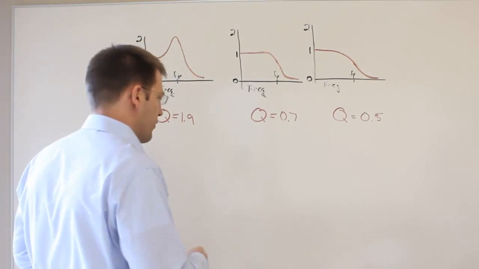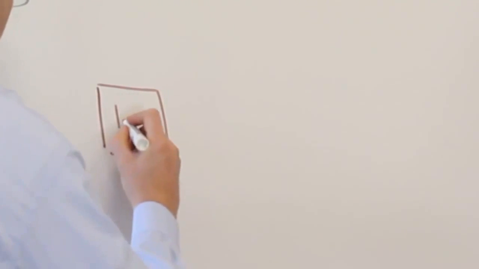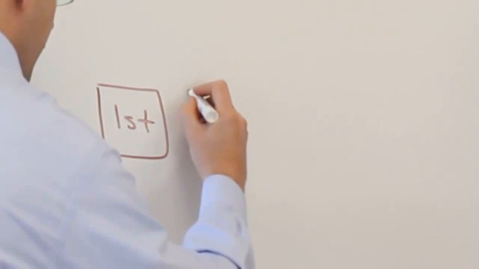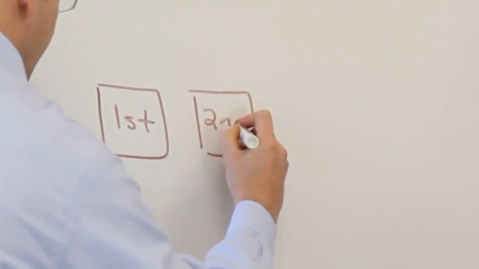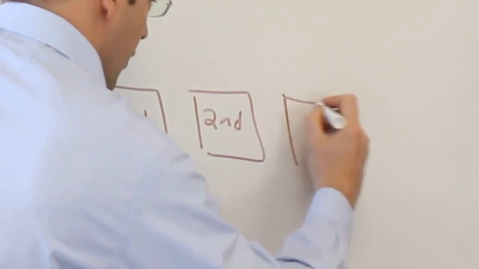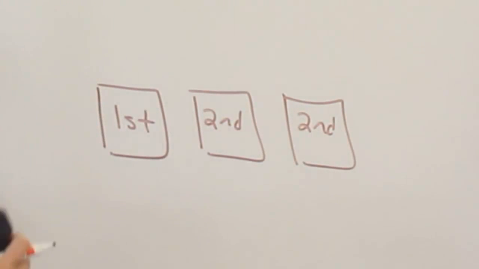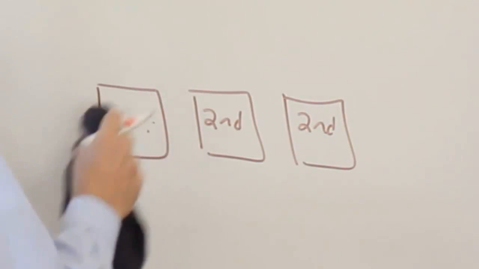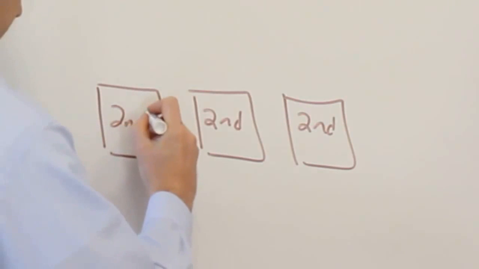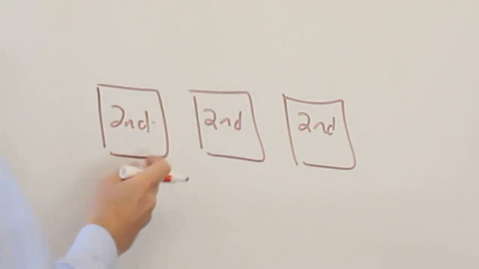So when you do an active filter, it's composed of several first and second order stages. For example, if you were going to do a third order filter, then you would make it out of one first order stage, one second order stage. If you were going to do a fifth order filter, then you would make it out of a first and second. If you're going to do a sixth order, you'd make it out of 3 seconds, et cetera, et cetera. So each of these filter stages is going to have different characteristics.